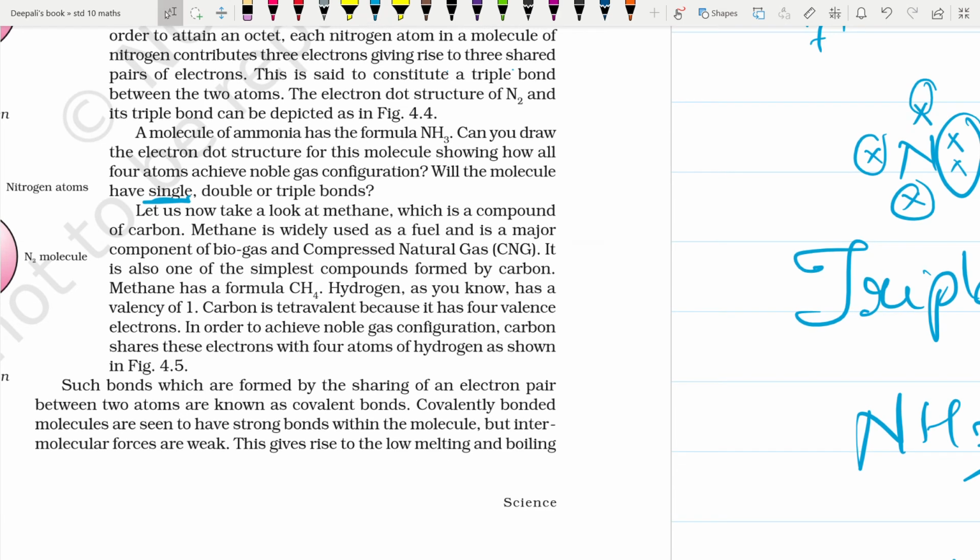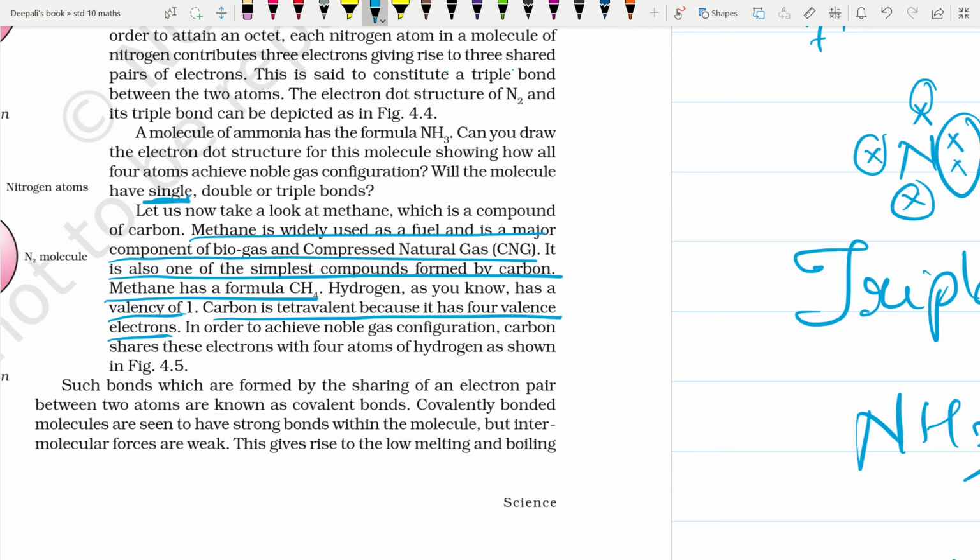So let us now take a look at methane, which is a compound of carbon. Methane is widely used as fuel and is a major component of biogas and compressed natural gas, CNG. It is also one of the simplest compounds formed by carbon. Methane has formula CH4. Hydrogen, as you know, has valency 1. Carbon is tetravalent because it has 4 valence electrons. We already understood the valency structure of carbon.